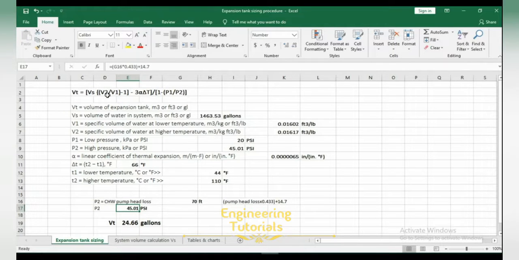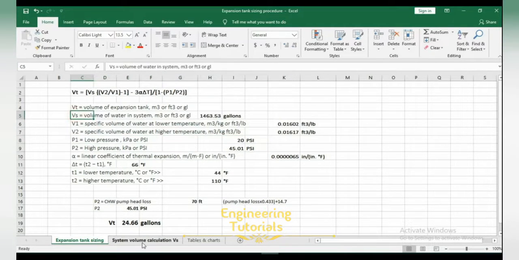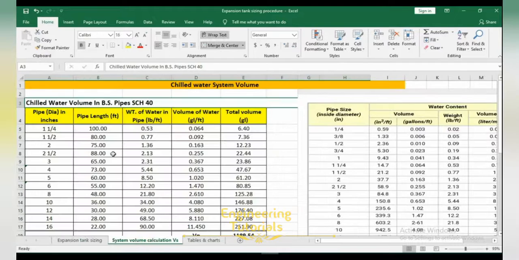So now we have V2, V1, and we have the alpha value for the material, that is black carbon steel, 0.000065. We know the pressure P1, the minimum pressure of our system, is 20 psi, and the high pressure is 45 psi. So the only thing remaining is the volume of the system, Vs. So let's move back to our second tab in order to calculate the volume of water in the system.